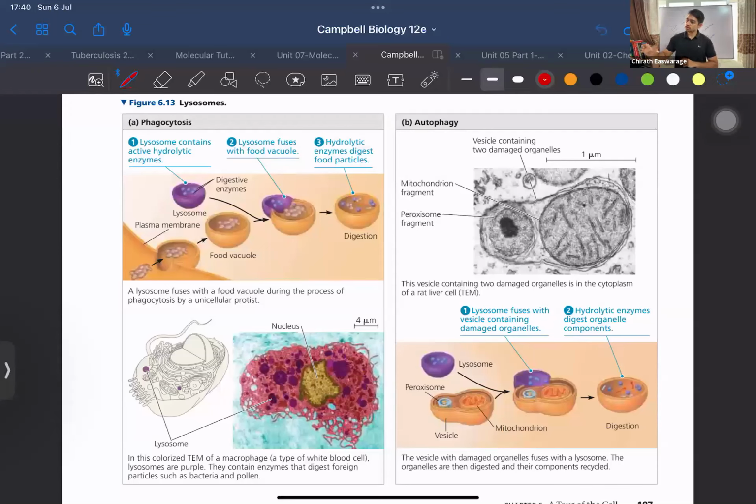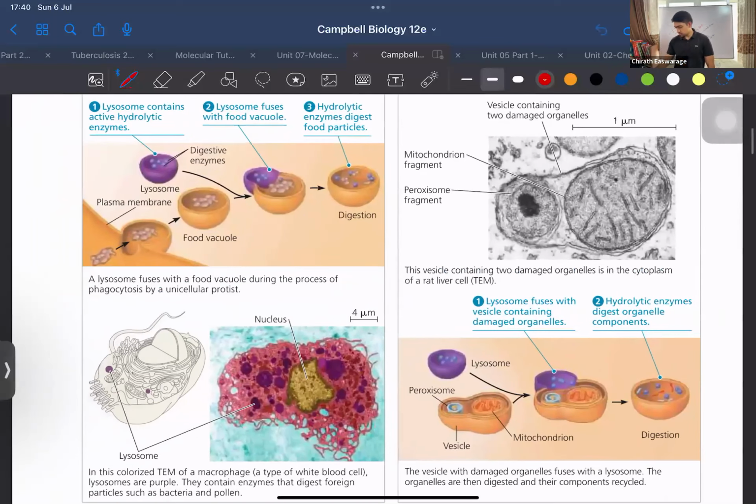You don't just throw out the mitochondria. You actually recycle the mitochondria. That is done by lysosomes. So this is one of these mitochondria, right? They have worked very hard and now it's a damaged, worn out mitochondria.